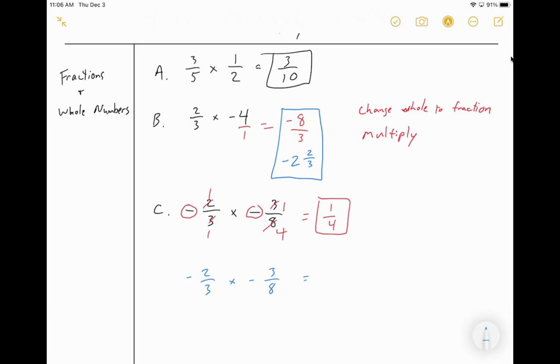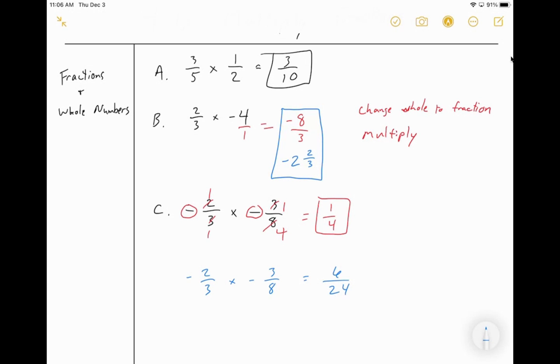2 times 3, negative times negative positive is 6. 3 times 8 is 24. So you could do that, and then you could simplify in this step. That's also okay. You can also say at the very end, well, I just want to divide at the very end instead because I don't want to cancel anything out.